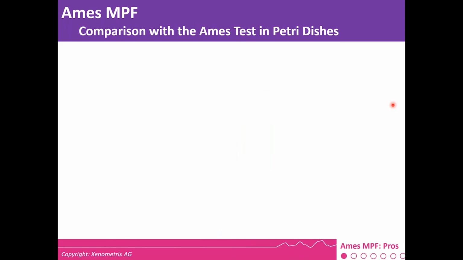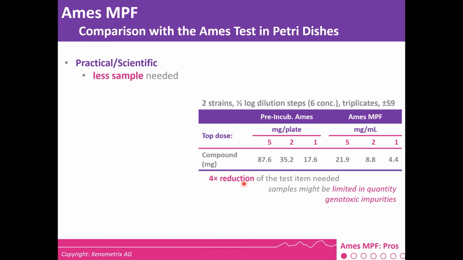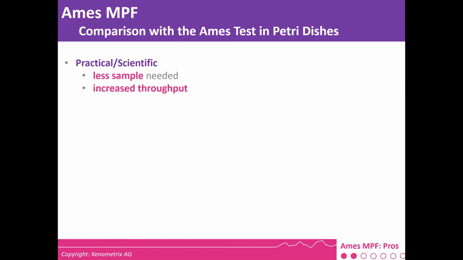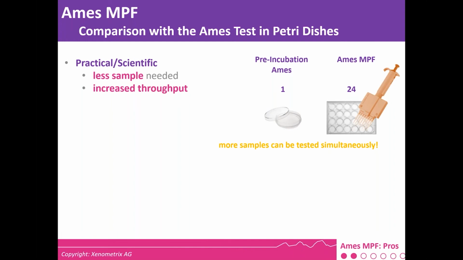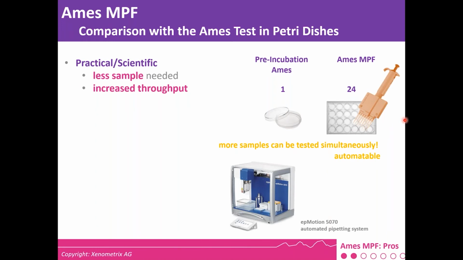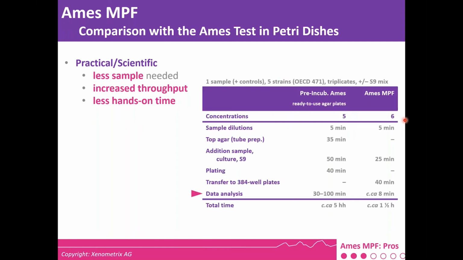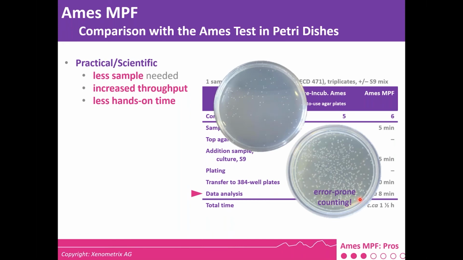There are a lot of advantages over the Ames test performed in Petri dishes. You need less sample, a 4 times reduction, which is important when you have it in limited quantities or to assess genotoxic impurities. The throughput is dramatically increased, which means that more samples can be tested simultaneously using multi-channel pipettes. And importantly, it's also automatable, not only the experiment itself, but also the plate reading. The plate reading normally takes a lot of time for the pre-incubation Ames test in Petri dishes, which is dramatically reduced, as are other hands-on steps, for the Ames MPF. And when you have to count hundreds of colonies, it's all fun and games until a certain point.